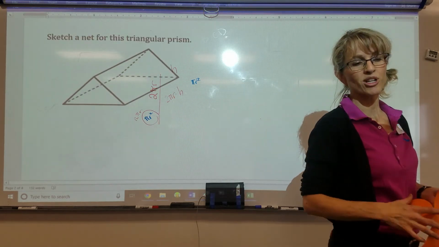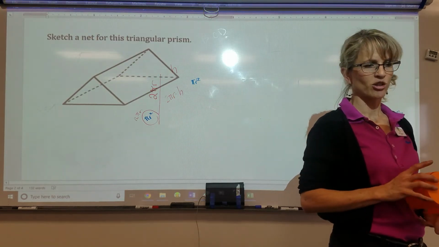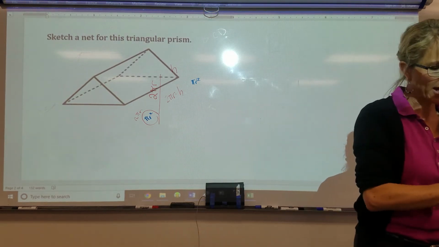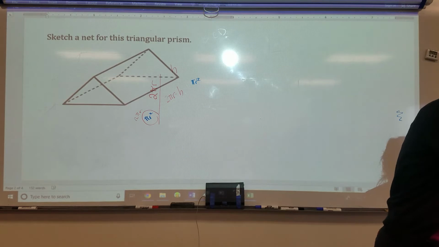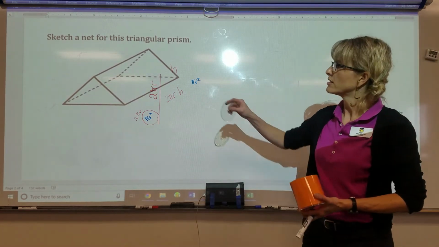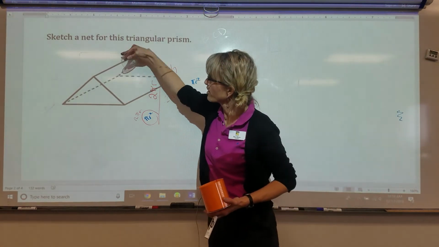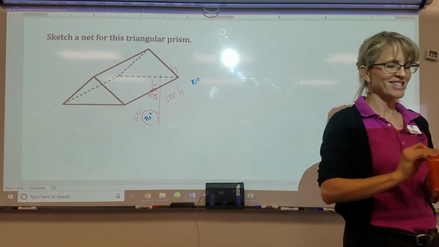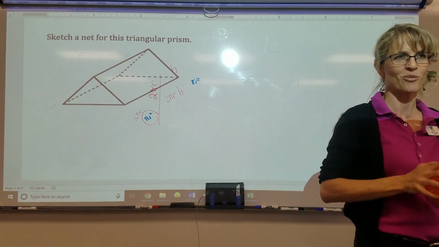Take out your whiteboards. We're going to sketch a net of this triangular prism. You're going to come up with your own creative way to draw. Now look at it. What is it made of? It's got a rectangle here, a rectangle there, a rectangle on the bottom, and 2 triangles. How does your brain see them connected? Draw it on your whiteboard and hold it up.